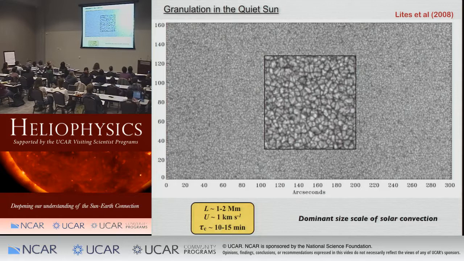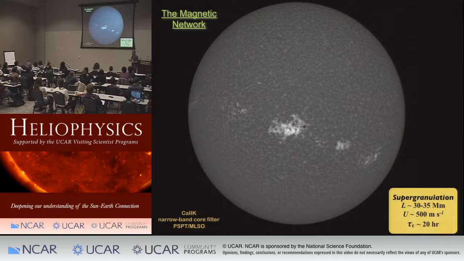So that's the biggest scale, the most prominent scale of convection, but you can see other scales too, in particular supergranulation. You can see that in what's called the magnetic network. If you look in calcium 2 emission, which tends to trace these vertical magnetic fields, you see this dappled pattern. The most prominent things are sunspots and active regions, but beyond the active regions, you see this cellular pattern. And that's when vertical magnetic fields get nestled in the downflow lanes.